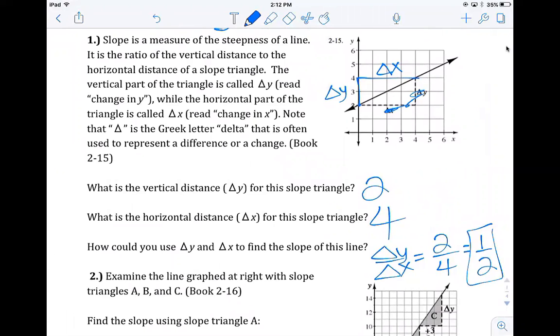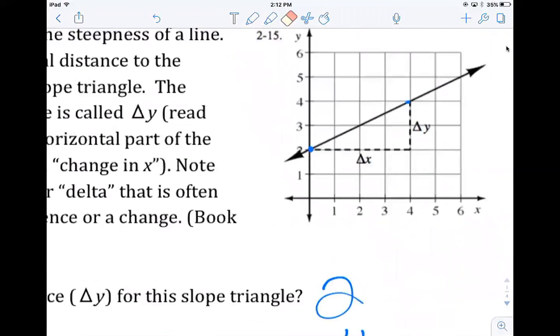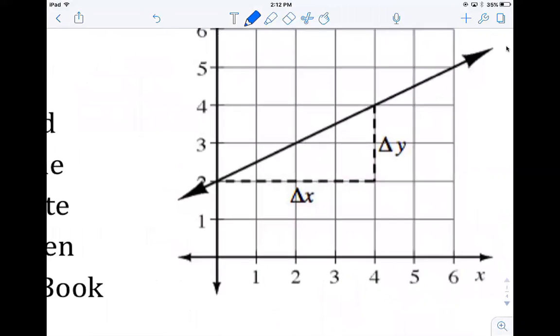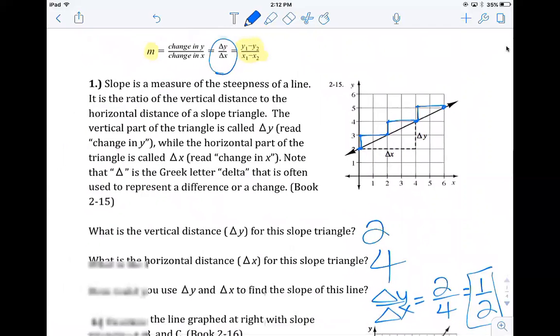If I go back to my picture here, each time I'm going to go up 1 over 2. So I want to check. Here's my point. If I go up 1 block over 2, there's my next point on my line. Up 1 over 2, my next point on the line, and so on and so forth. So our slope is going to be up 1 over 2, or 1/2.